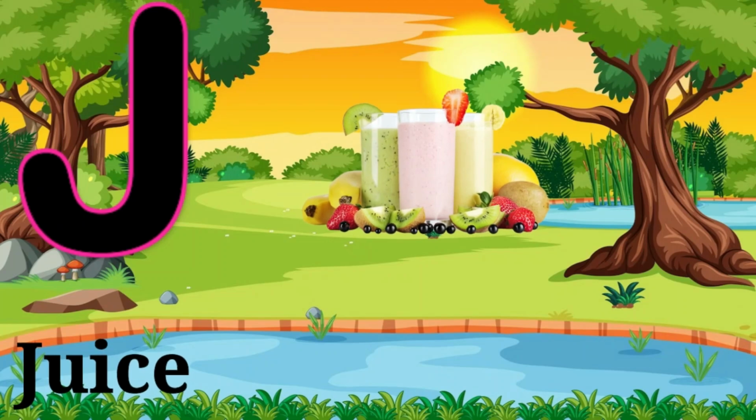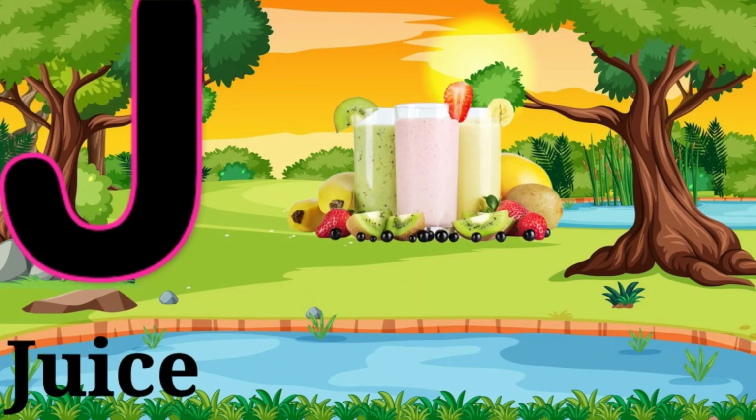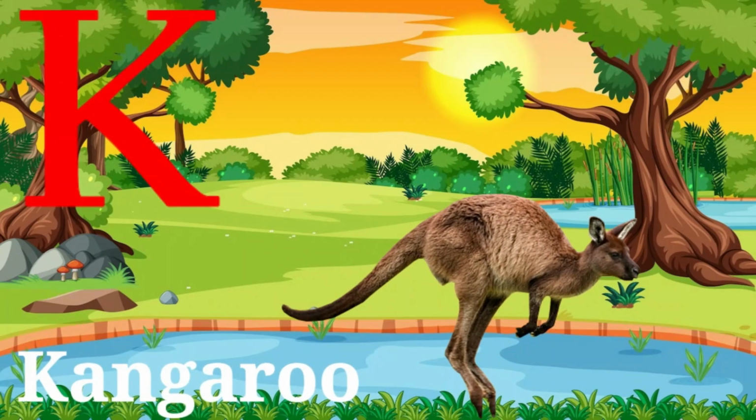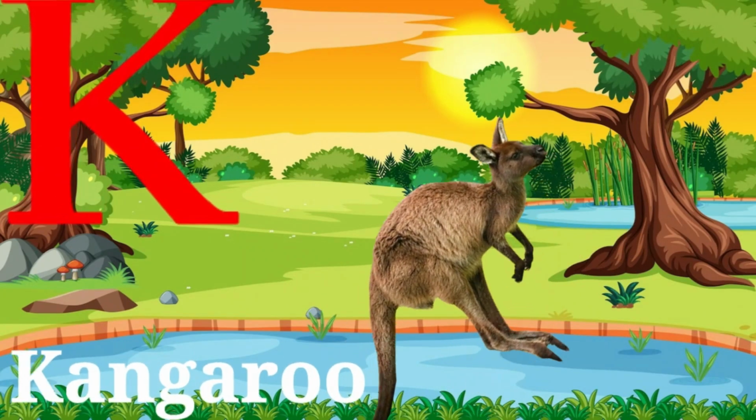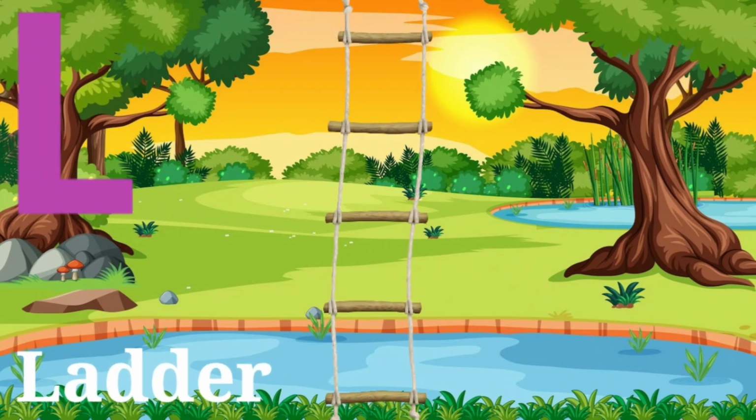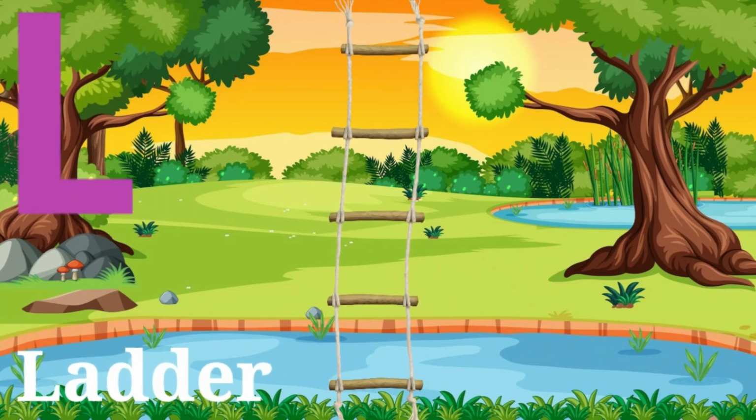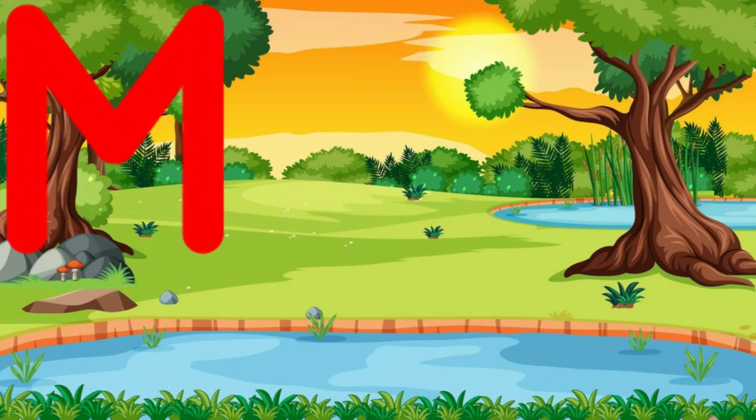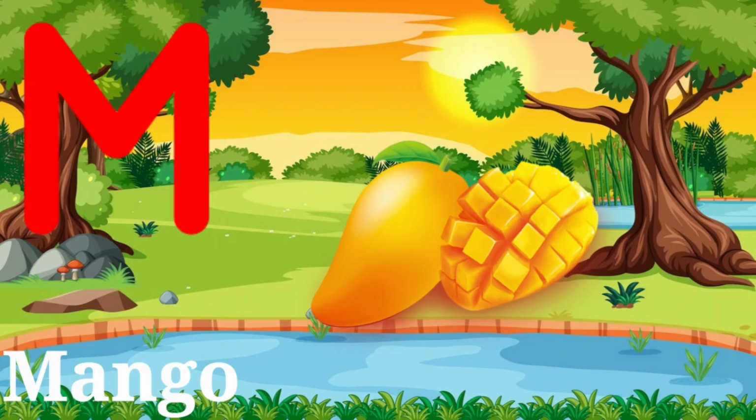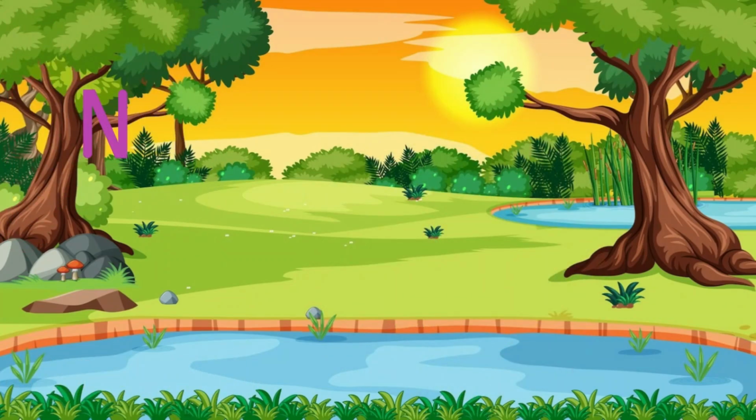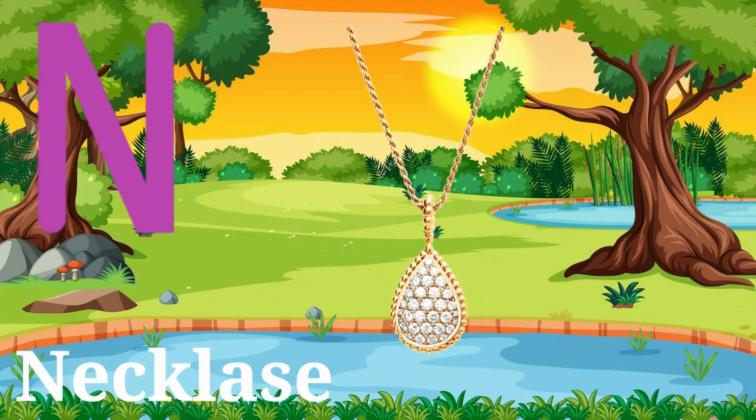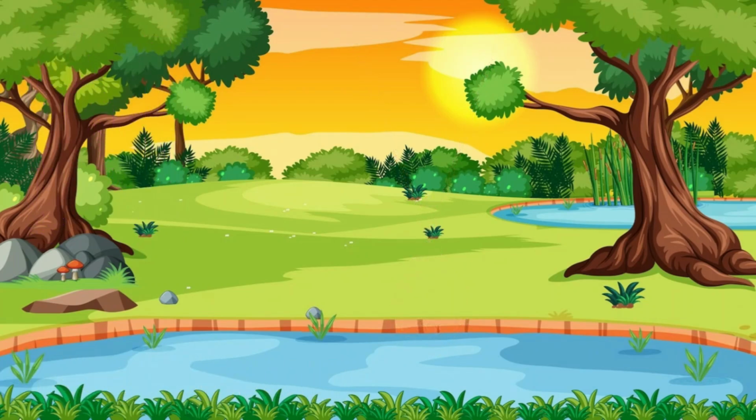J for juice. K for kangaroo. L for leader. M for mango. N for necklace.